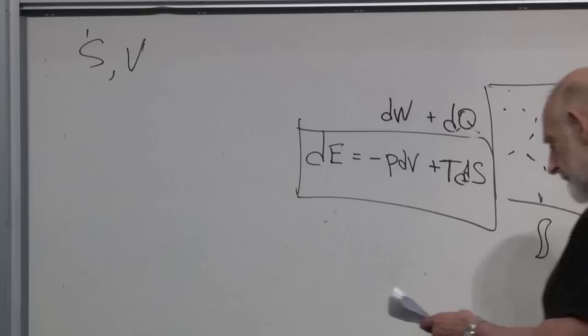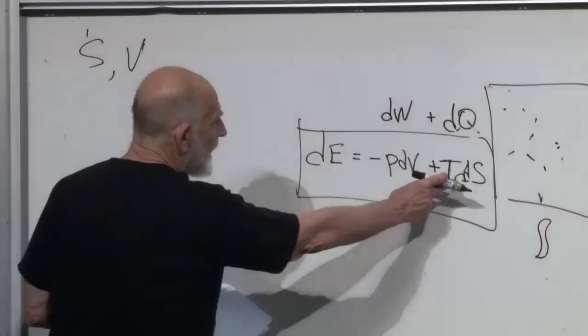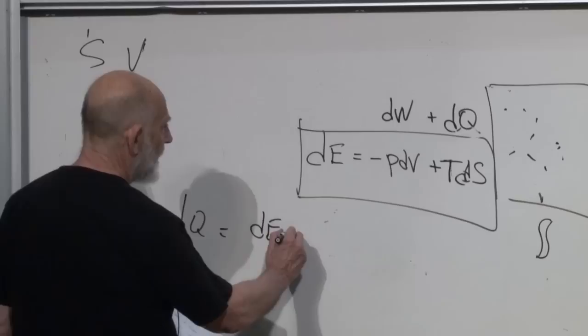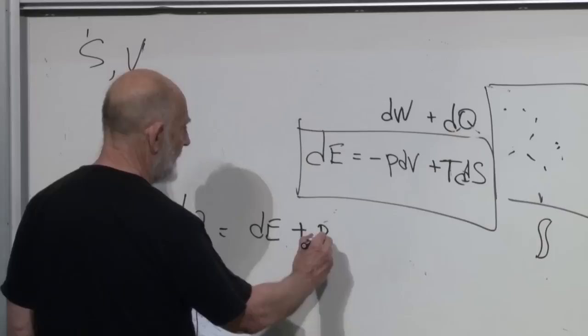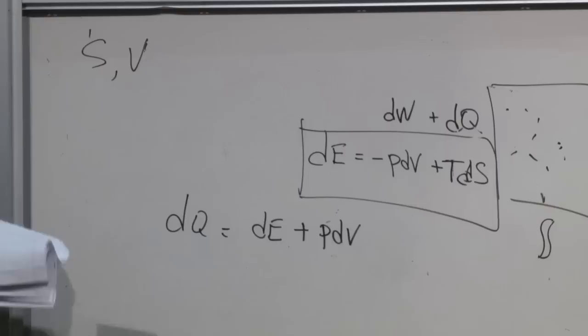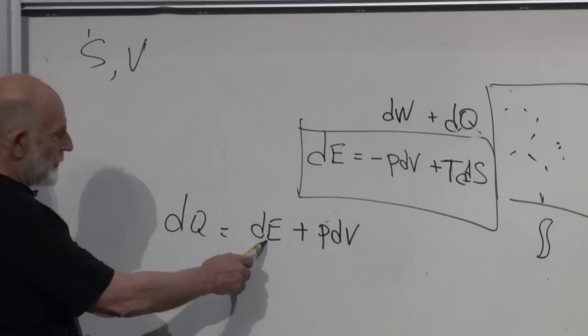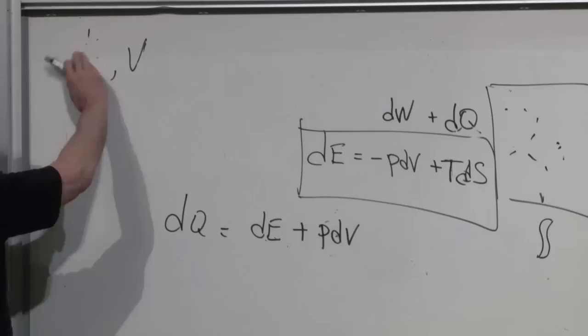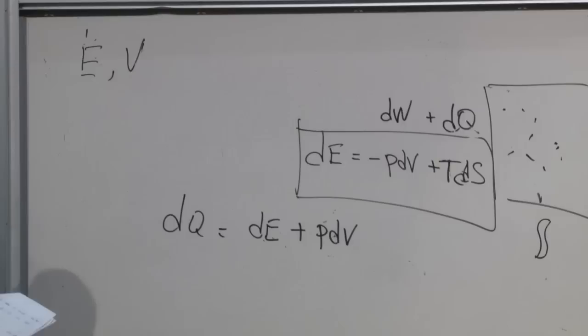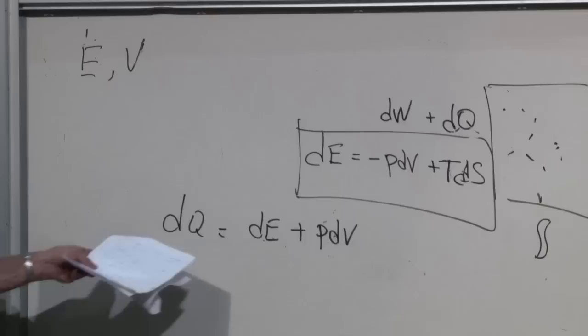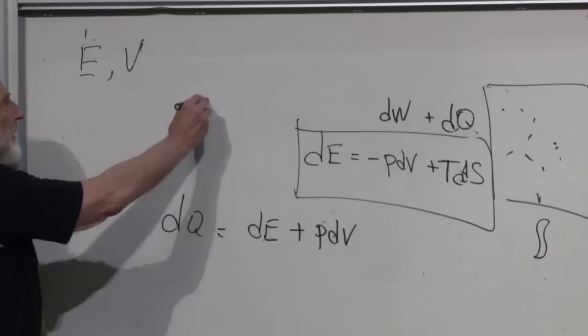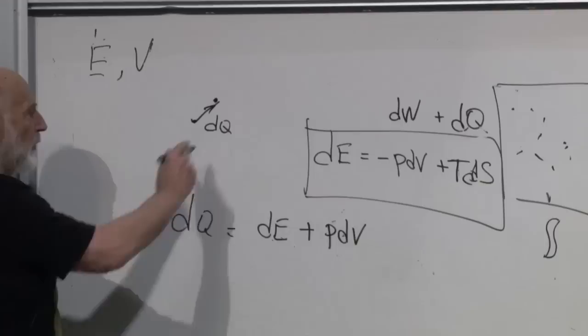Here it is. dQ, that's this term over here, is equal to dE plus PdV. I'm going to change the independent variables from S and V to energy and volume. However I move from one point to another, dQ will be equal to the change in energy plus the pressure times the change in volume.